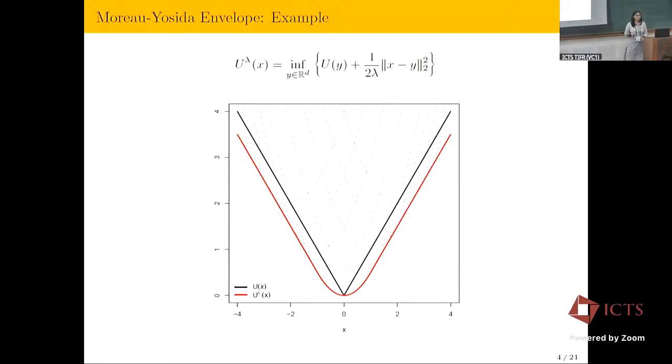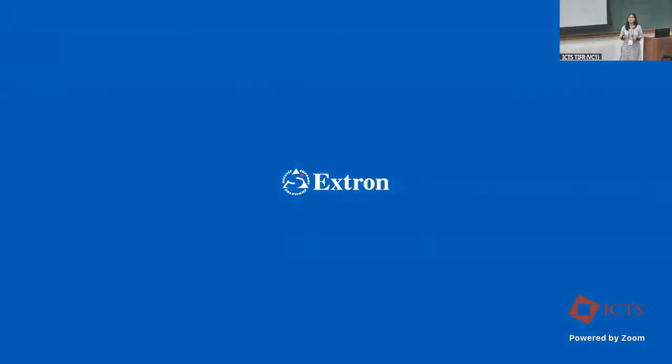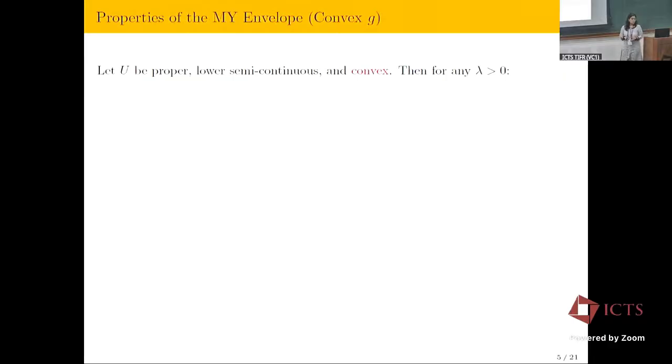We have this available in closed form for the absolute value function, and this turns out to be the Huber loss function. So what are some nice properties of these Moreau-Yosida envelopes when U is convex? Because we're going to rely on these properties to not only prove our results, but to ensure that we're doing something sensible when we're running our algorithms.